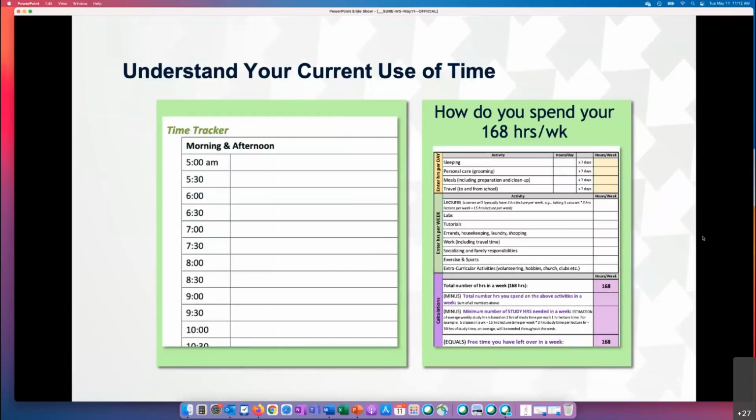Another interesting exercise, if you haven't done it, is how do you spend your 168 hours a week? And in this one, you put down for different aspects of your life, how many hours you spend on that. And in the end, it'll tell you how many free hours you have. So things like sleeping, eating, this one's got attending labs, lectures geared towards students.